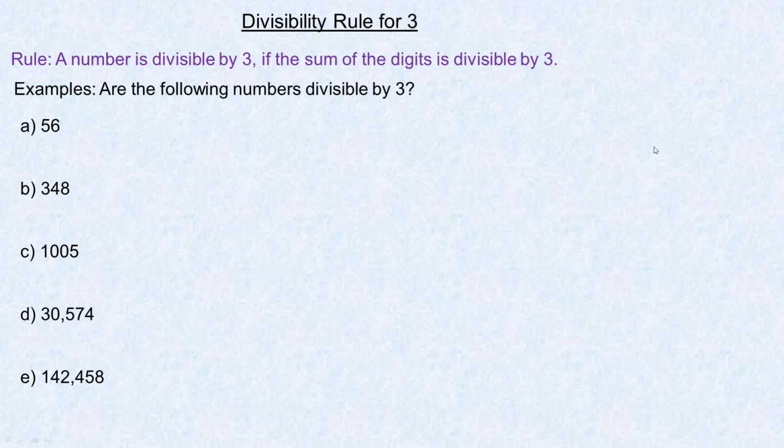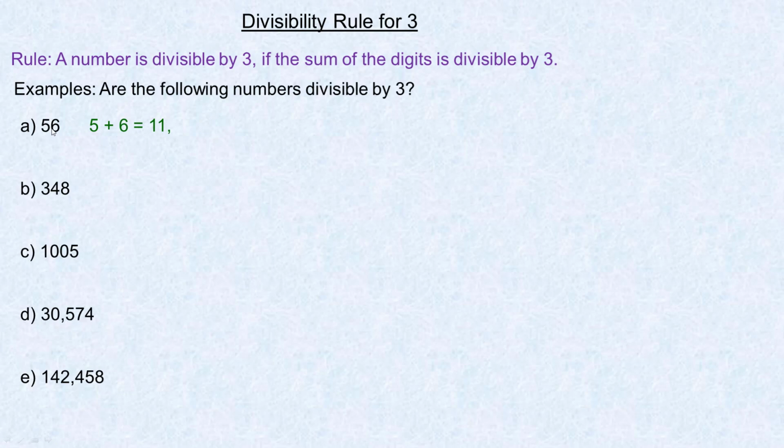In this tutorial, I'm going to take a look at the divisibility rule for 3, how you determine for any given number whether that number is divisible by 3. And the rule is this: a number is divisible by 3 if the sum of the digits is divisible by 3. Okay, so I've got 5 examples here, and we're asked, are each of the following numbers divisible by 3 or not? So, we would start with 56 as the first example.